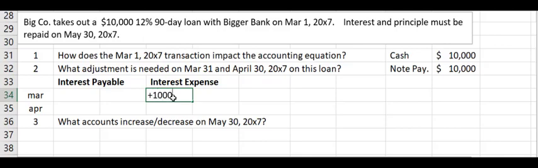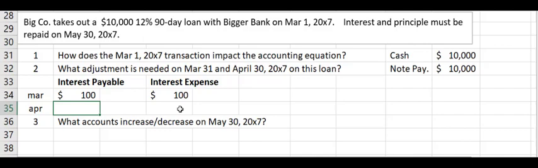So the annual amount would be $10,000 times the 12%. That would be annually. We don't need it annually, right? We need it monthly, so we would divide that by 12. So the interest expense is $100 a month. So at the end of March, we would have interest payable of $100 and interest expense of $100.